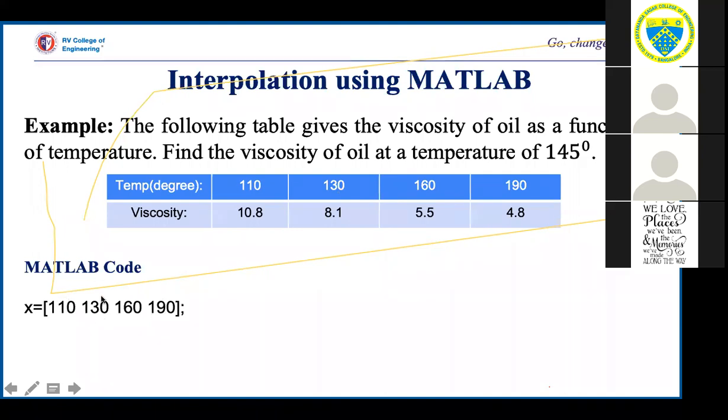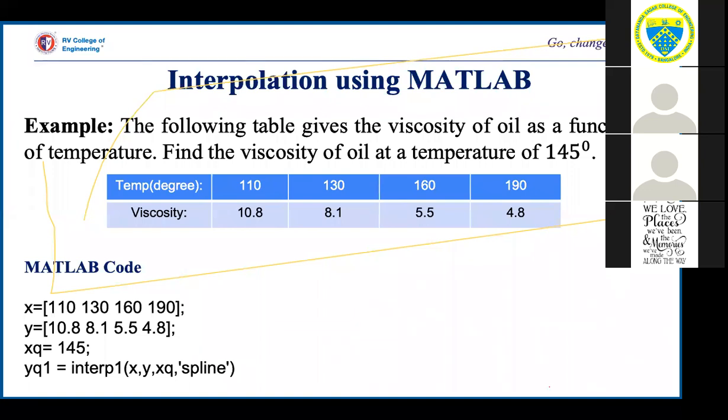You define x as a row vector, then y as another row vector, each value separated by a space or a comma. Then xq is the value for which we have to find y, that is 145. The function is interp1, and here I am giving the method as spline. You can check with other methods also.